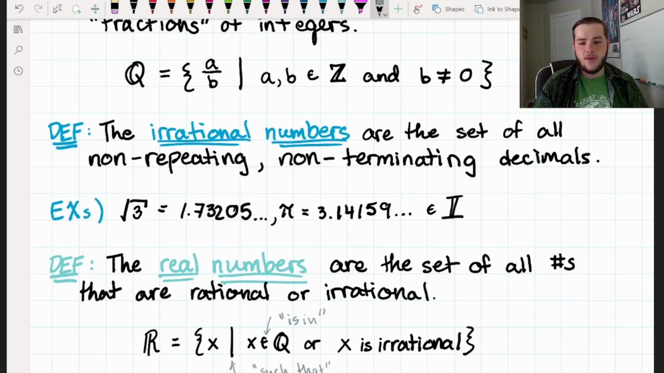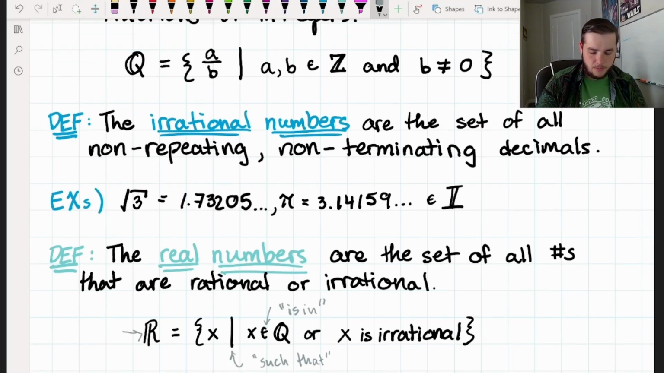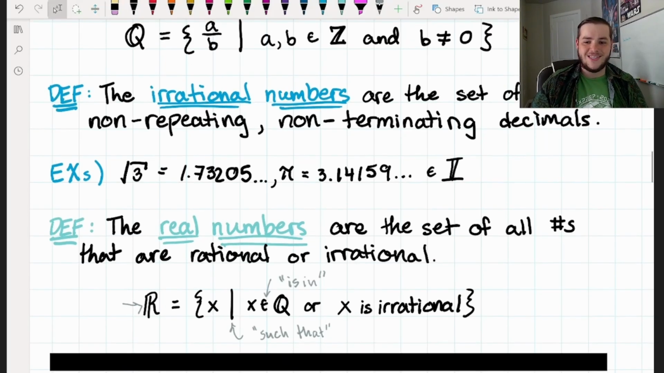So the way that I would read this sentence is that R, which are my real numbers, R is the set of all x such that, oh, and let me scroll just a little bit more. It's the set of all x such that x is in the rationals or x is irrational. And I've got a couple different ways of writing that down here.